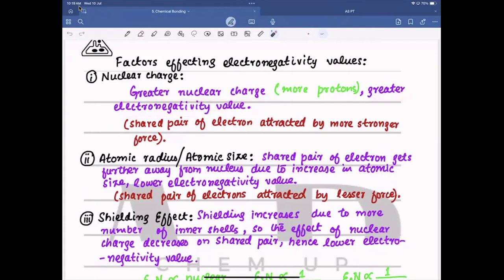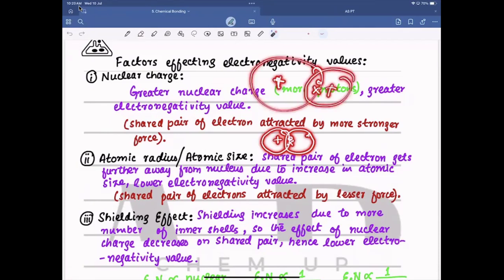Now, atomic radius or atomic size. As the atomic size gets bigger, for example, the shared pair is over here, and in the second case, the shared pair is over here. So see, the distance gets bigger. It's closer to the smaller one. So what happens with the greater distance?